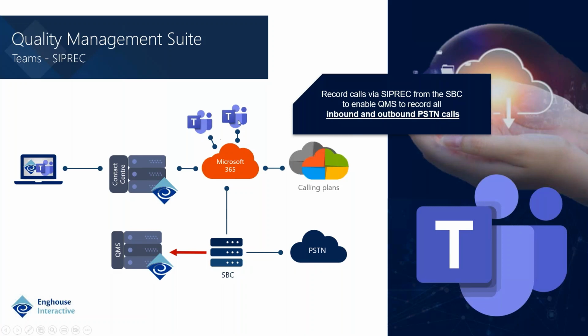However, we've got the same limitation: if we're making an internal call between two users, that isn't going anywhere near the SBC, so we can't actually record that. The other limitation would be if you're using Microsoft call plans, i.e. Microsoft telephone numbers that are not being provided by another carrier. If you're using Microsoft call plans, they're pumped directly into the cloud as well. So again, those wouldn't traverse an SBC, so they wouldn't be able to be recorded.